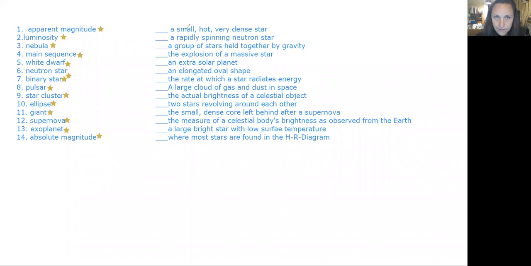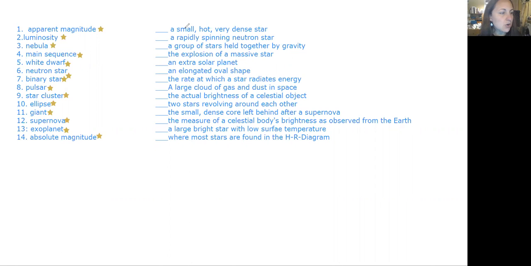So our first definition, and as I read it, just find it because they're kind of scattered all over the page. They're not in an order, so I'll read it a couple times, find the box that we're in, and then we will match the correct number to it. So the first one, which is on the far left top: a small, hot, very dense star.